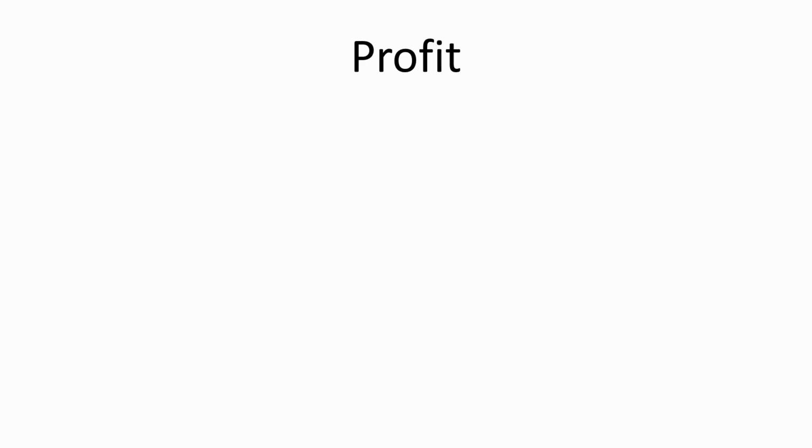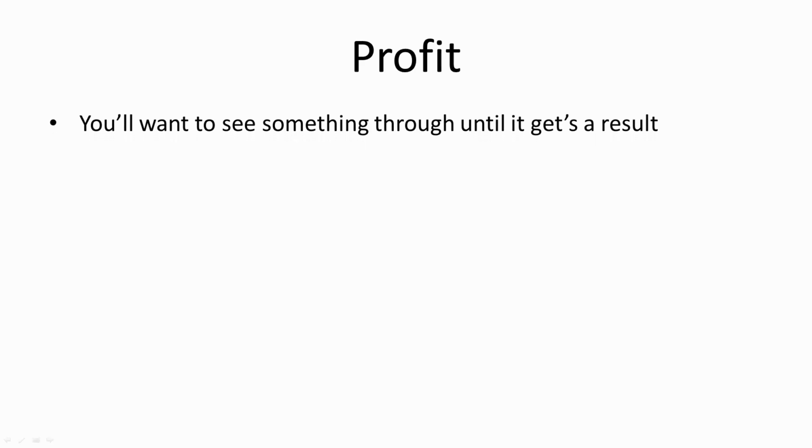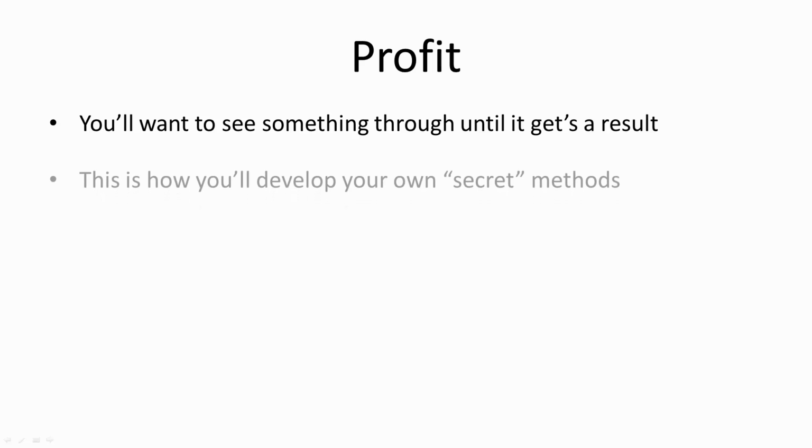Welcome back. Now in this video we're going to start with the second part of the 7 P's, and we're starting with the avenue of profit. Basically, the first part of the profit section is that we want to see something through until it already gets a result, and we've talked about that in a previous video. So we want to start with that as the premise of creating our product, the result.